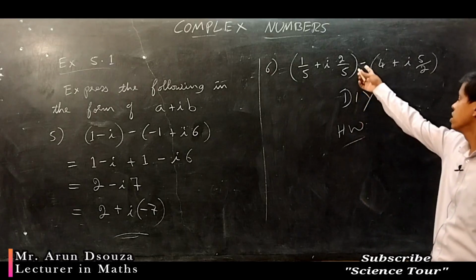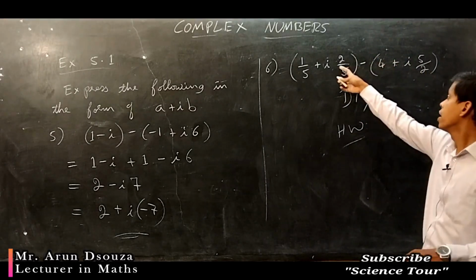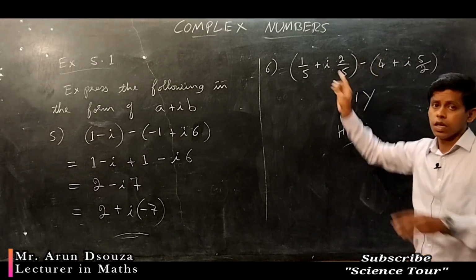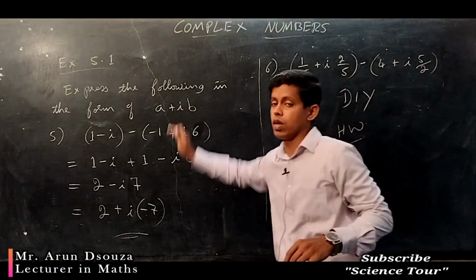It's not difficult. You have minus, remove the brackets first, multiply the minus, then take I common, separate the real part, separate the imaginary part, and write in A plus IB form.